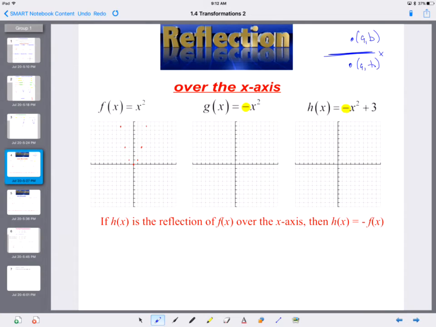So look where the negative is on those two examples. It's with the x squared. It's not with the x. You first square it, then it's the negative. Okay? So when you see that, you're going to reflect over the x-axis.